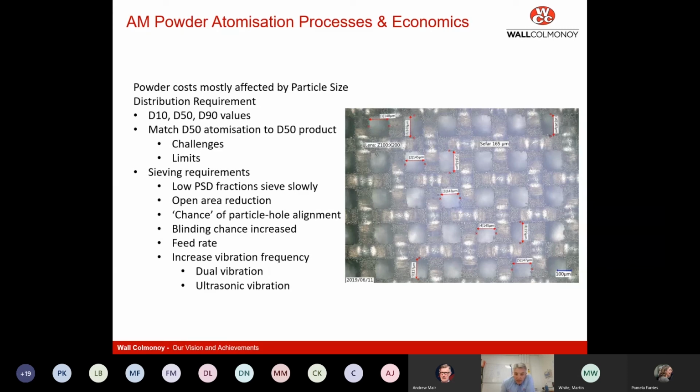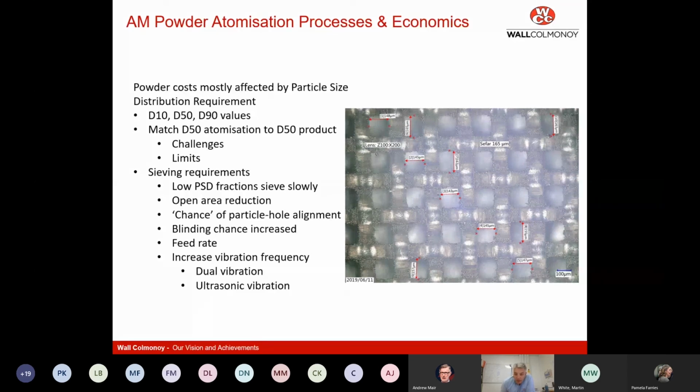bottlenecks, which is probably the best term, in terms of the open area on a screen. So the amount of hole compared to the amount of nylon that makes the screens reduces as we reduce the size of the powder that we're targeting, and therefore we have to reduce the feed rate and the speed of sieving to be able to capture that powder. So those are the sort of economics driving AM powder manufacture.